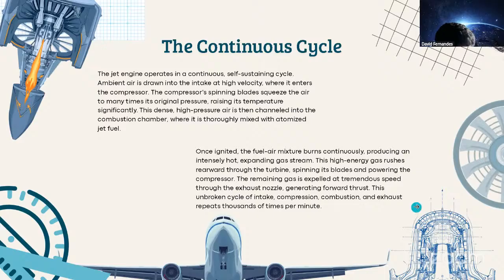jet fuel. Once ignited, the fuel air mixture burns continuously, producing an intensely hot, expanding gas stream. This high energy gas rushes forward through the turbine, spinning its blades and powering the compressor. The remaining gas is expelled at tremendous speed through the exhaust nozzle, generating forward thrust. This unbroken cycle of intake, compression, combustion, and exhaust repeats thousands of times per minute.